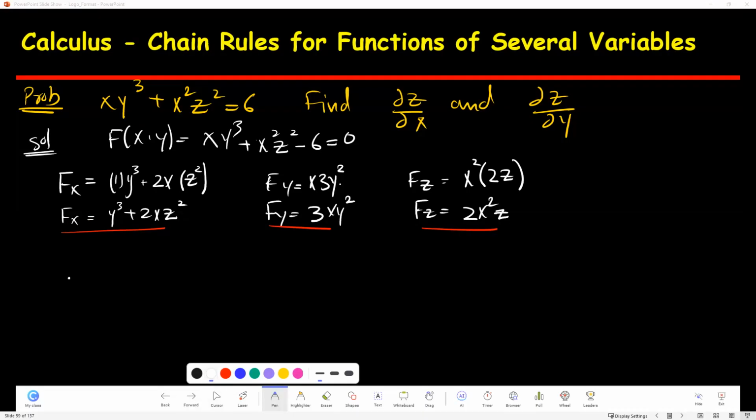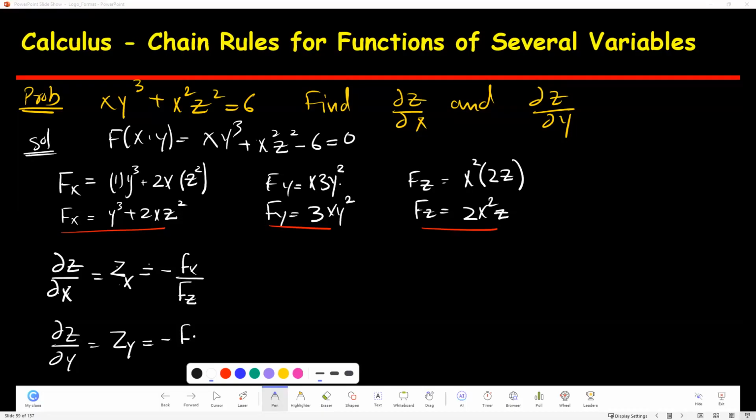I'm going to be just substituting into my implicit function. For the implicit function of dz over dx, I can simply say it's minus, and this is going to go in the numerator, right? I can also write zx, z with respect to x, and according to the implicit function, this is equal to minus fx over fz. Same thing if I want to calculate dz over dy: I can write zy, and according to the implicit function it's minus fy over fz. I substitute the values: fx will be y cubed plus 2xz squared with a minus sign, and fz is going to be 2x squared z.